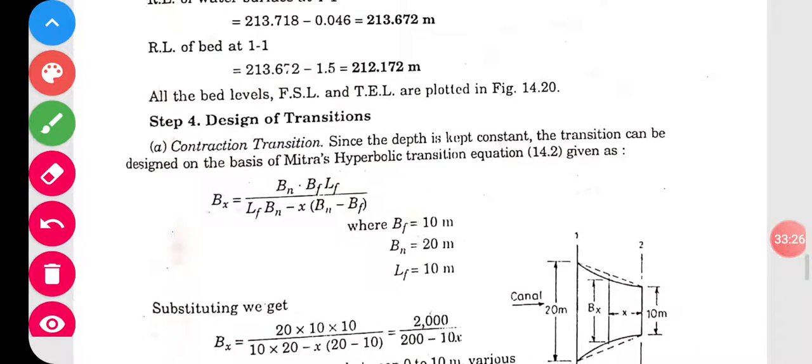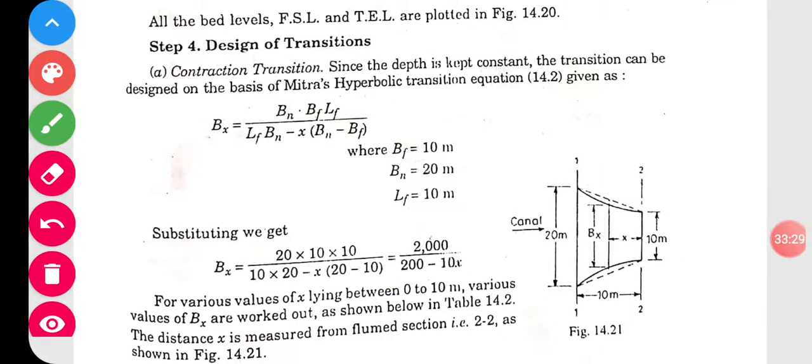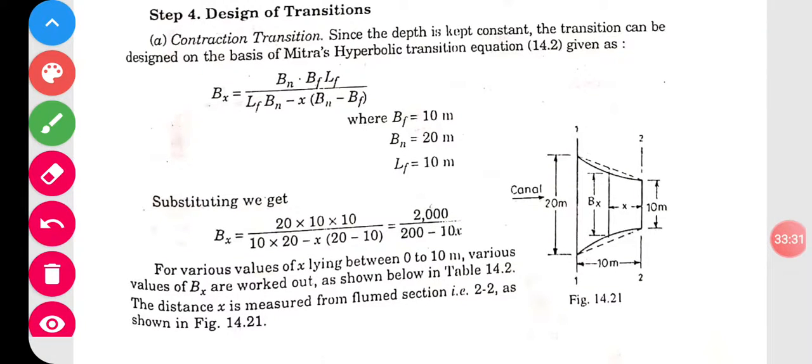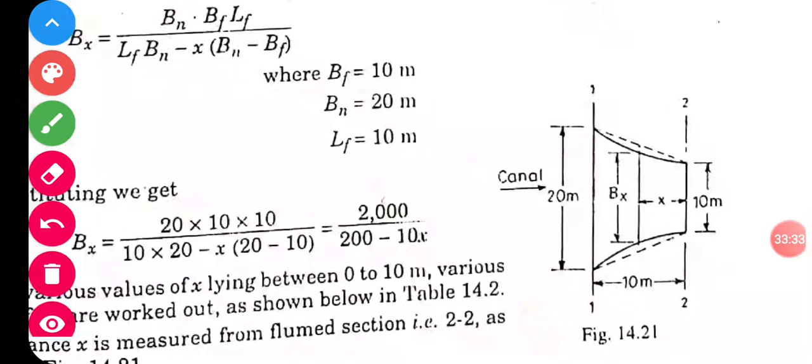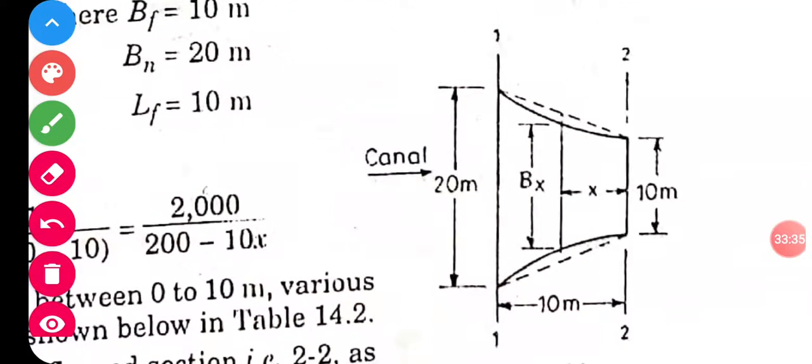And now the last one, that is design of transitions. Design of transition means you come here, you look here, this is design of transition. This is from section 1.1 to section 2.2. This length, this is the design of transition. This design we have to make. Okay, so what will be there?